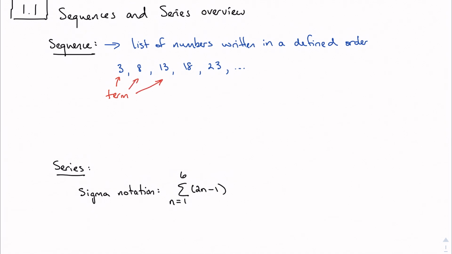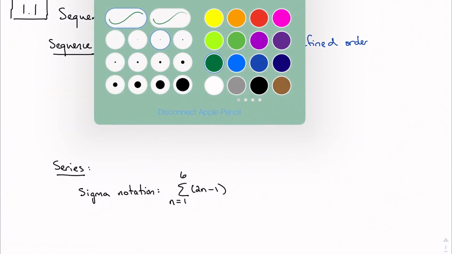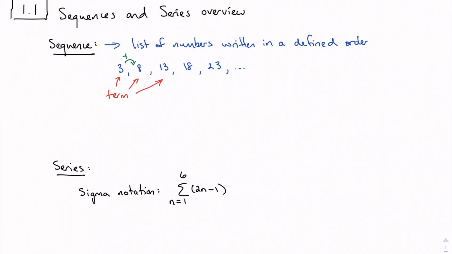Each one of these is called a term. Right, so those are all terms. 3 is a term, 8 is a term, 13 is a term, they're all terms. And they all abide by some rule, right? To get from term to term, I add 5 every time. And you can see that I do that every single time.